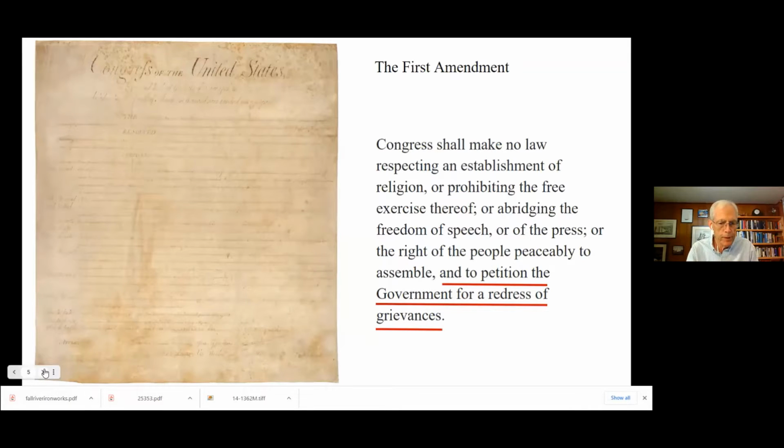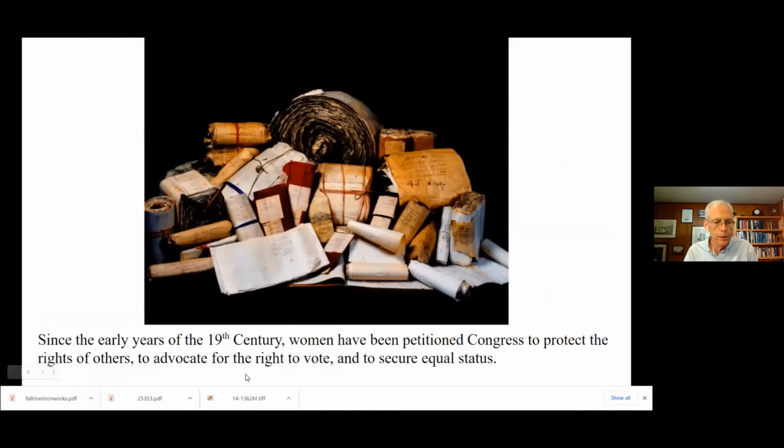Our topic today is really based in the First Amendment, because the right to petition is one of the 5 rights that the First Amendment protects. And it's because of this right that even though they couldn't vote, women could be politically active. Women use their right to petition to make their voices heard, to make their opinions felt, and to bring the weight of public opinion to the attention of Congress about a lot of issues. And we're going to take a chronological sample of them.